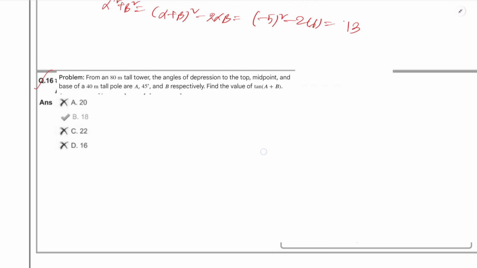In the question number 16, the question is, from an 80-meter tall tower, the angle of depression to the top, midpoint and base of a 40-meter tall pole are A, 45 and B respectively. Find the value of tan A plus B. So basically, suppose this is a tower and this is land. Its height is 80 meter. There is a 40-meter pole.